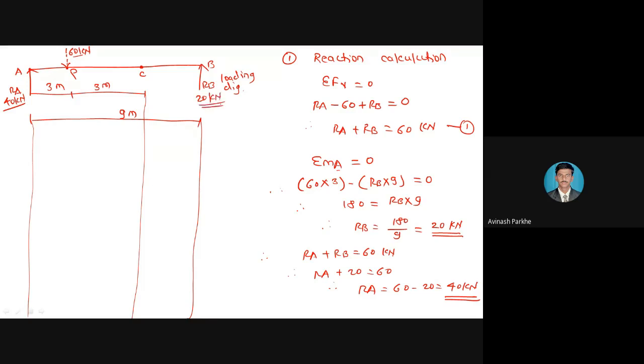You can make the addition. The forces which are moving in the downward direction is equal to summation of forces which are moving in upward direction. How many forces are moving in the downward direction? 60 kilonewton. How many forces are moving in upward direction? One RA 40 kilonewton, one RB 20 kilonewton, 40 plus 20, again 60. That means your condition is properly balanced. The forces which are moving in the downward direction is equal to summation of forces which are moving in the upward direction.